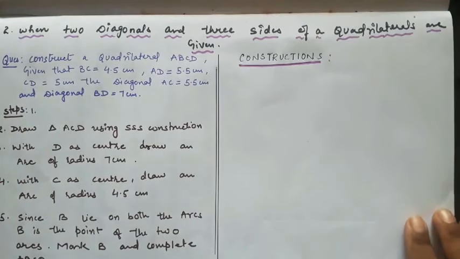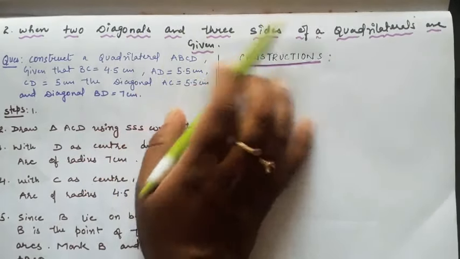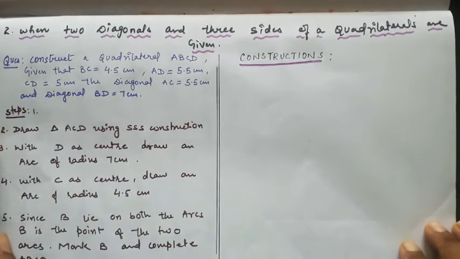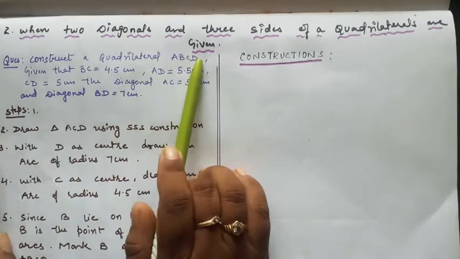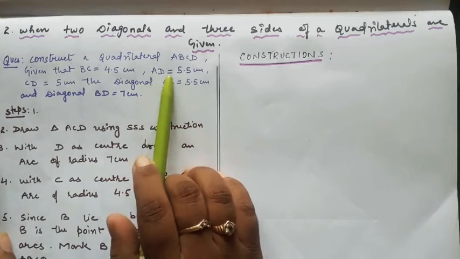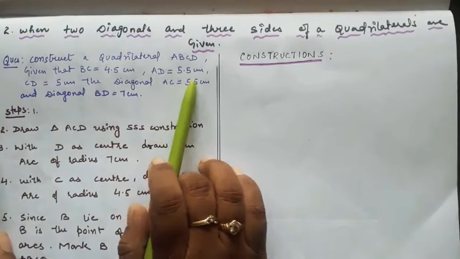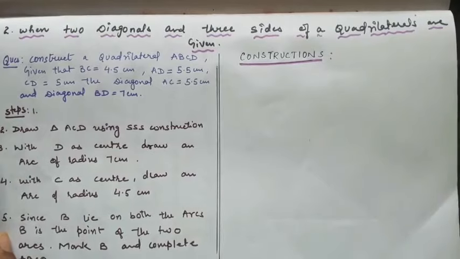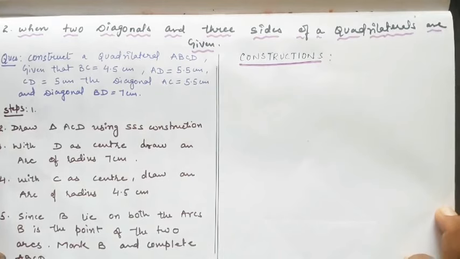So here is the second condition, when 2 diagonals and 3 sides of a quadrilateral are given to us. For your reference I have taken one question to make you more clear: construct a quadrilateral ABCD, given that BC is equal to 4.5 centimeter, AD is equal to 5.5 centimeter, CD is equal to 5 centimeter, and the diagonal AC is equal to 5.5 centimeter, and the diagonal BD is equal to 7 centimeter. As I told you, they have given 2 diagonals and 3 sides of a quadrilateral.